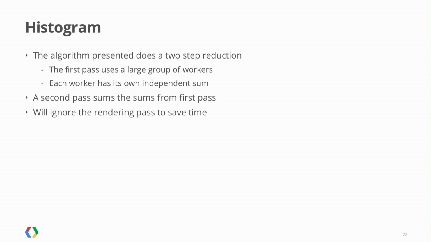Now, for histogram, this is going to be a more complex example. We're going to present an algorithm that does the histogram in two passes. The first pass will use a large number of workers. The second pass will be a much smaller summation pass. We do this because in the first pass, we're breaking the image up into chunks to build intermediate sums. And that allows us to do a lot of work in parallel. And for the purpose of time, we'll ignore the actual rendering pass into how we draw it on the screen because there's a lot of different ways you could theoretically render this.